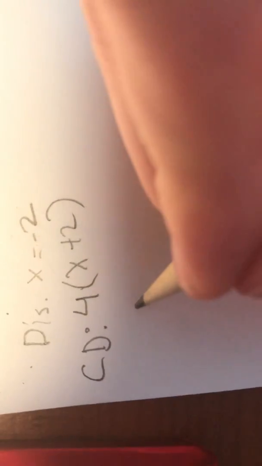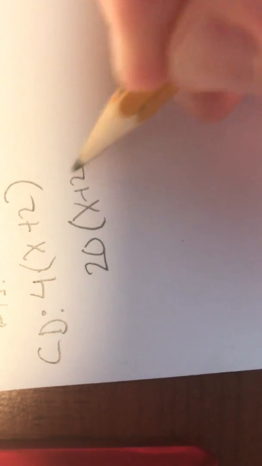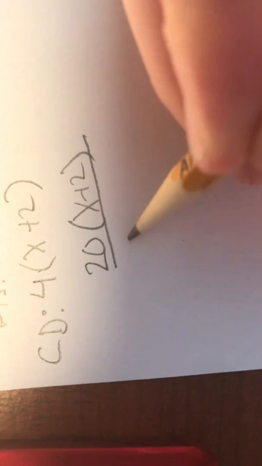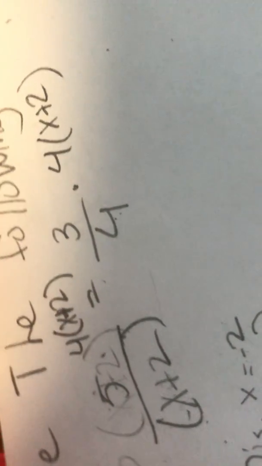So what I'm going to do is multiply 5 times 4. But I'm not going to multiply the x plus 2. I'm going to leave that as 20 times x plus 2. And I'm going to divide that all by x plus 2. This is going to be an easier way to see the cancellation. Some of you might already see it, but I'm not going to skip ahead many steps. I want to make sure we're all on the same page.